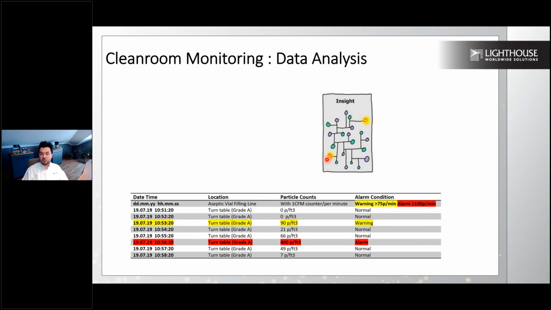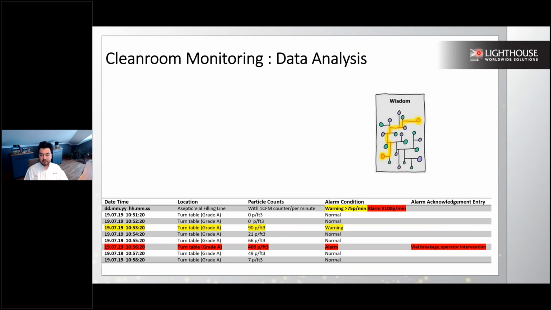But still, these two ends are not matching each other yet, because we don't know what happened exactly during this period of time. So in order to see this, we have to go back to our alarm acknowledgement entry, which is known as an event log. So now I know that there is a one-time independent issue, which was a glove breakage. There is an operator intervention, and this is not a continuous issue.